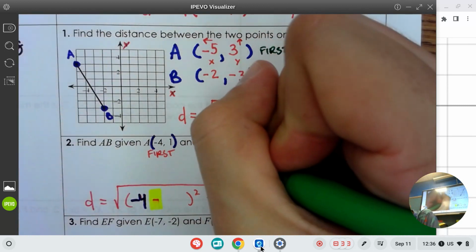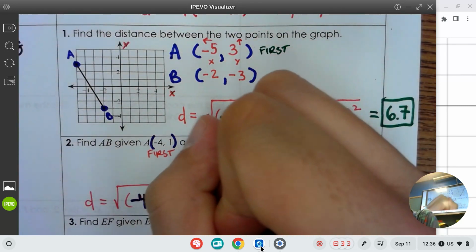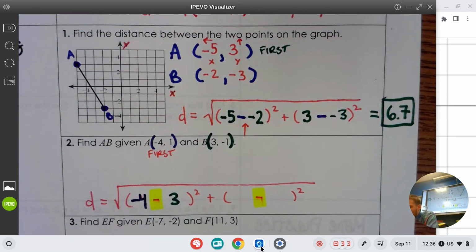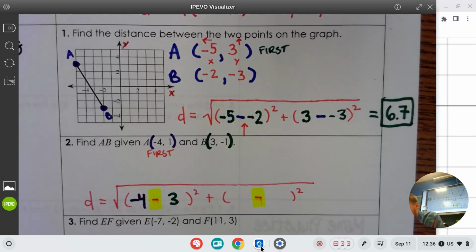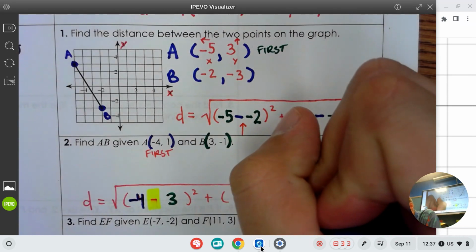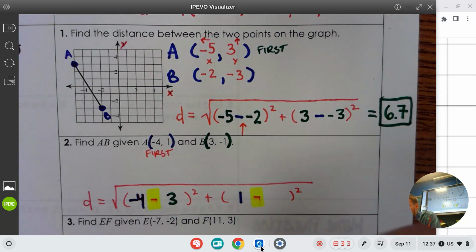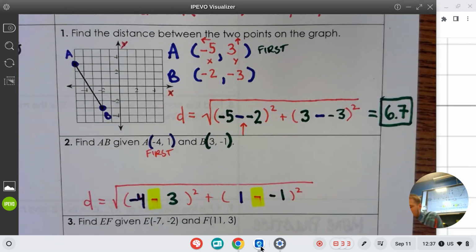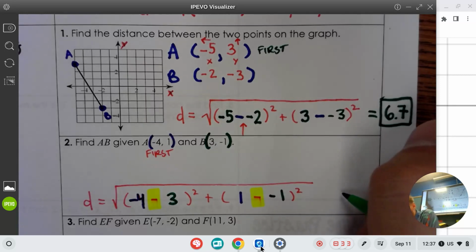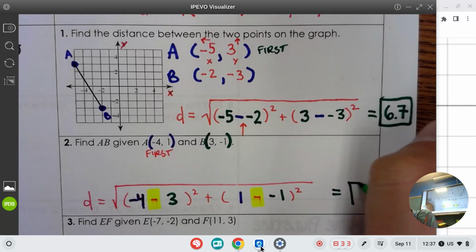And then the second x is going to be 3. So that means that the first y is going to be 1, and the second y is going to be negative 1. As long as I can get that into Desmos, I'm going to be done. I'm going to have an answer.